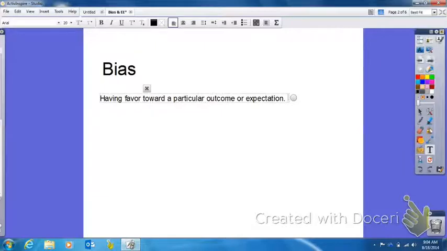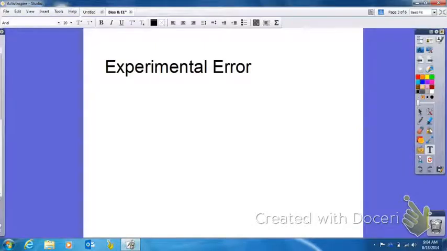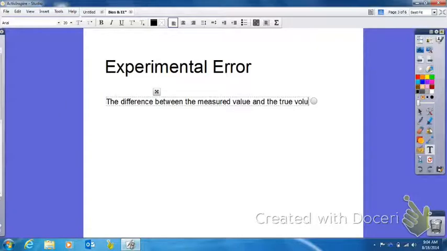The next word we have to define is experimental error. Experimental error is the difference between the measured value and the true value due to error caused by one of the following.